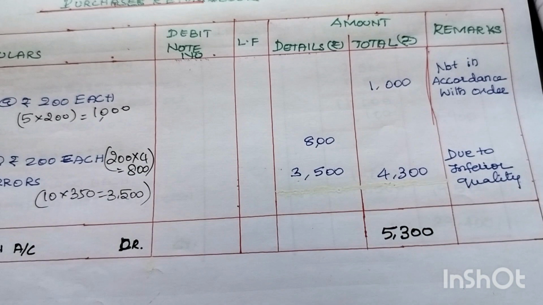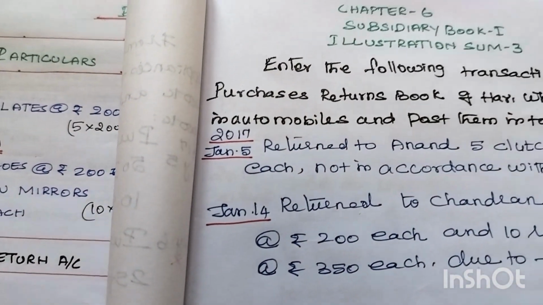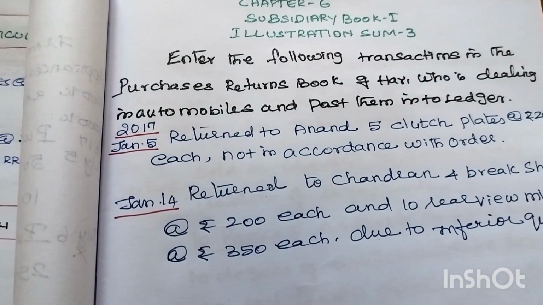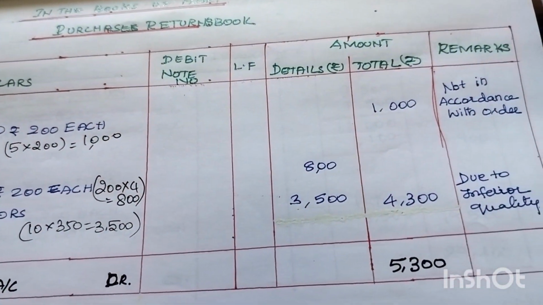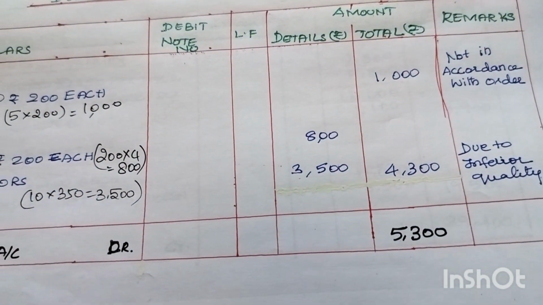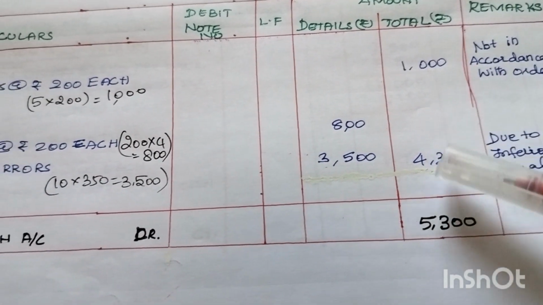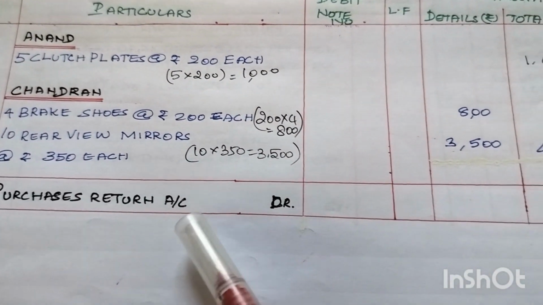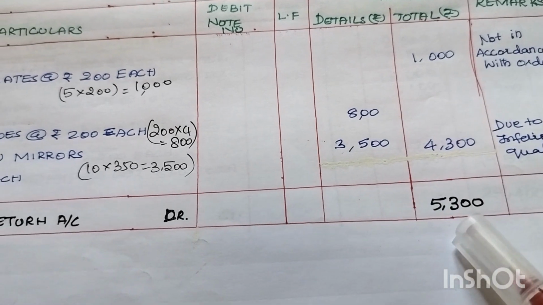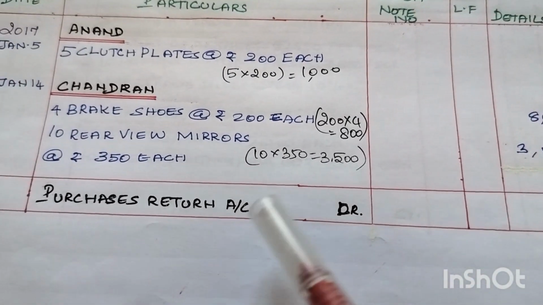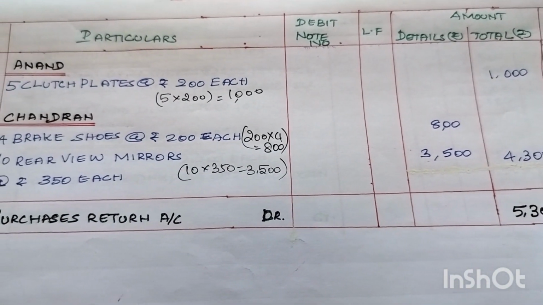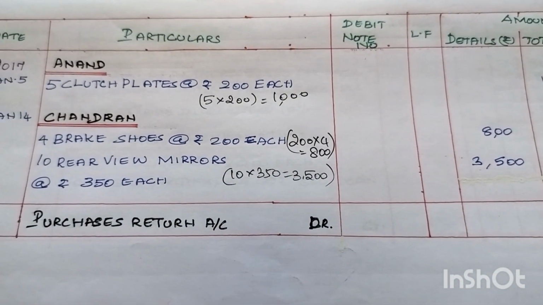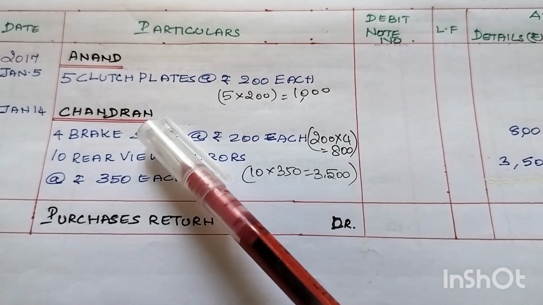So what are the transactions given in illustration sum 3? We enter that transaction into the purchases return book. Okay, so now we are going to find the total for the purchases return, that is 5300. This is the purchases return account debtor. How many rupees? 5300 rupees you have to return to the respective suppliers.